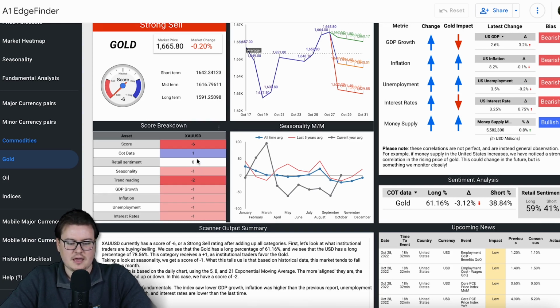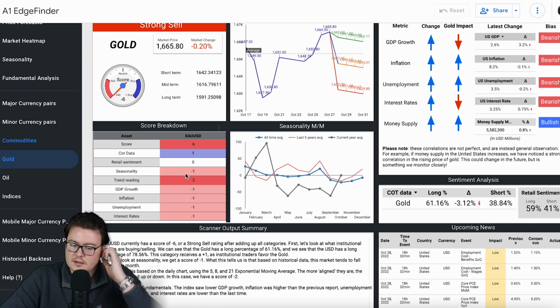Retail sentiment gets a score of 0 because once it hits that 60% mark, that's when we consider it heavily favored one way or the other. So because it isn't at quite that 60% mark, it has a score of 0. But really, if it was at 60%, it would be a score of +1 as well.